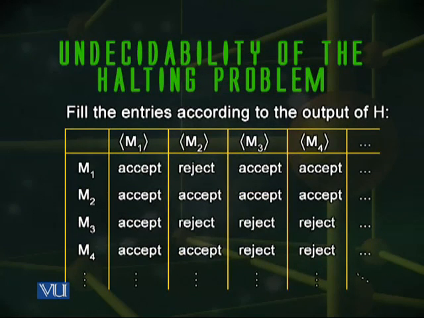All the entries in the second row would be reject. Similarly, the fourth row, accept. The first entry would be reject, the second entry would be accept, and the third entry would be reject. So what we have done is created a matrix which tells us how this hypothetical Turing machine H behaves. D is going to be obtained by looking at the diagonal of this matrix. Actually, we are going to define D by looking at the diagonal of this matrix.